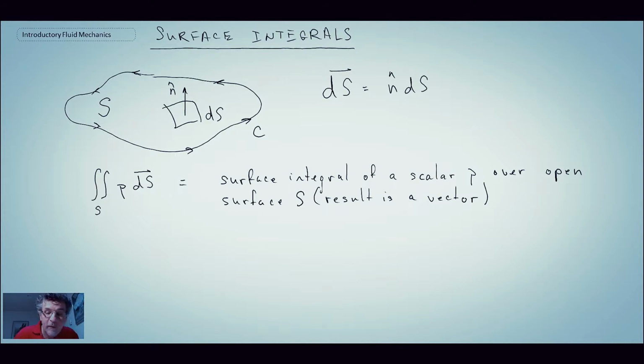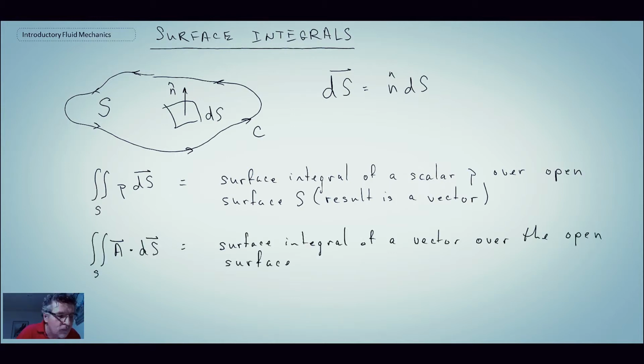Now, if what we're integrating is not a scalar, but a vector, there are two different ways we can do this, one with the dot product and the other with the cross. So let's take a look at both of those. If our mathematical operation involves the dot product of a vector integrated over a surface, it will result in a scalar, because recall the dot product always results in a scalar.